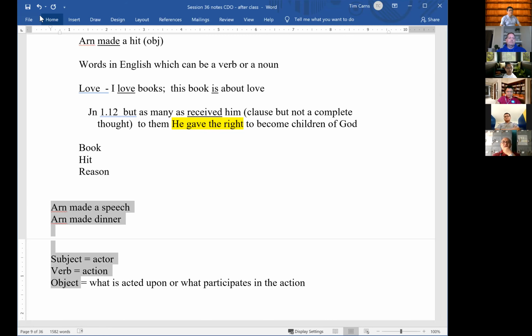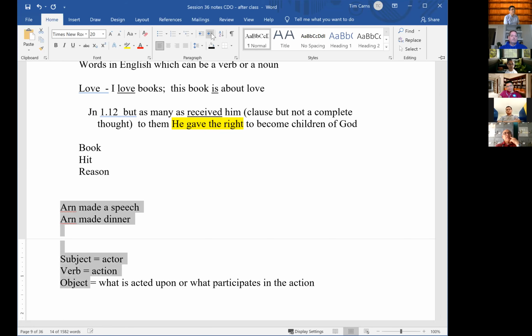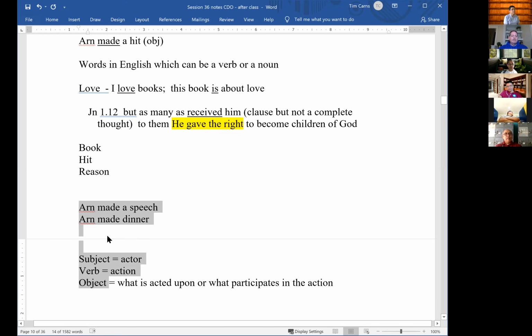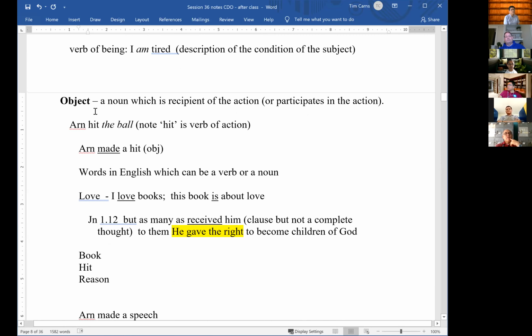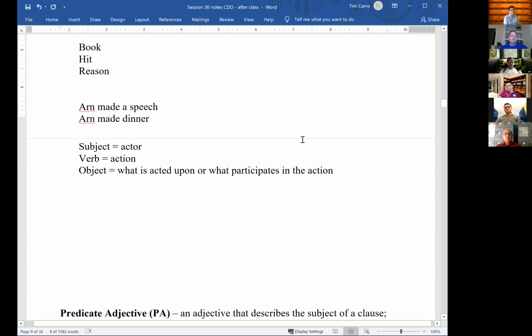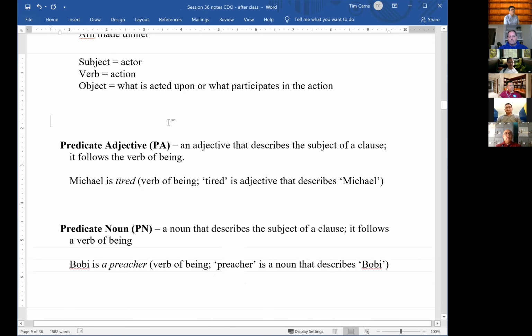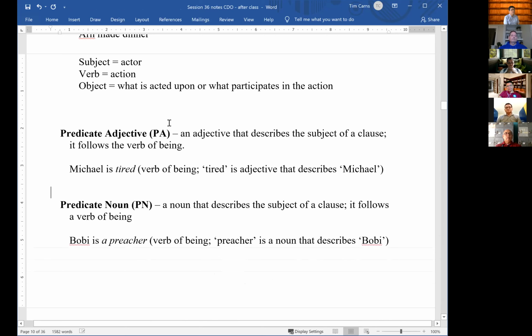So here, subject, verb, object are the key components of a sentence. Now, we have to remember something though. When we talk about objects, they occur only with certain kinds of verbs, only with the verb of action, right? Because again, the definition of an object is a noun which receives an action. So if you don't have a verb of action, there's no object because there's nothing receiving an action. And this is where we have those two other, more technical sounding words, the predicate adjective or predicate noun.